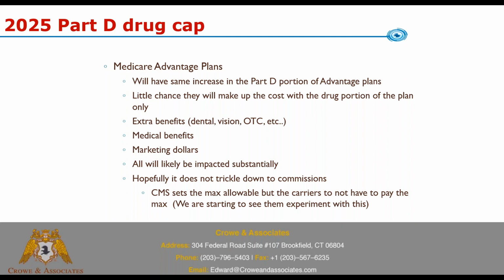We have it up there. Medicare Advantage commissions 2024. You can see what CMS sets the max at. The carriers don't have to pay that max. That's just the most they can pay. They're under zero obligation to pay that much.